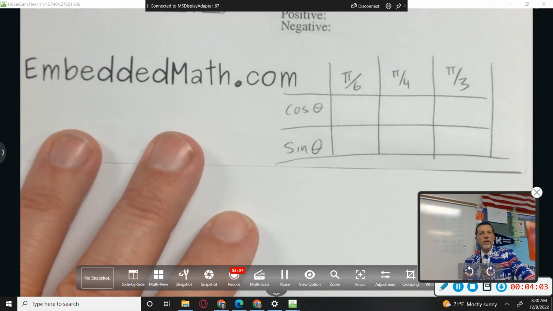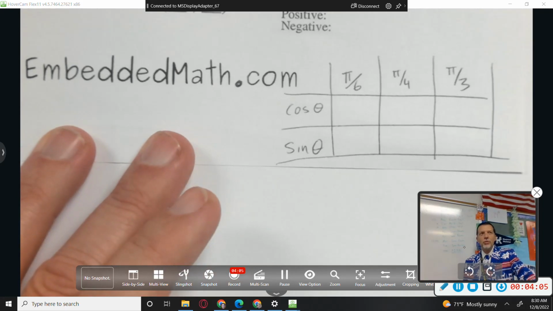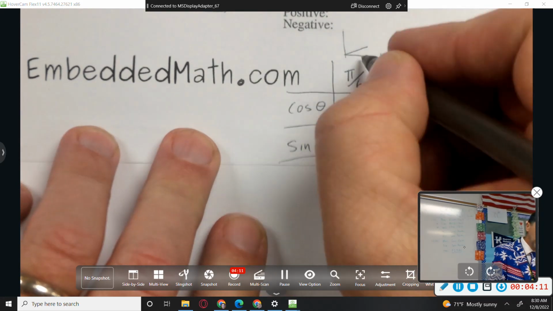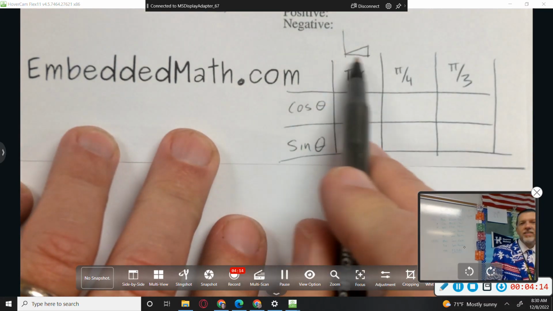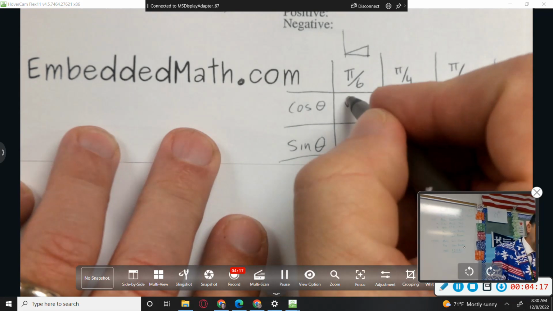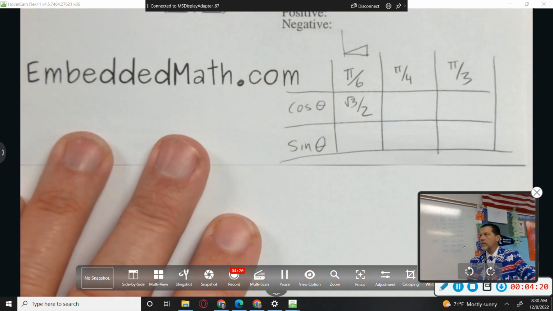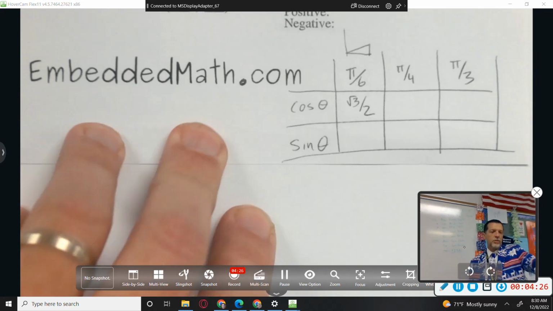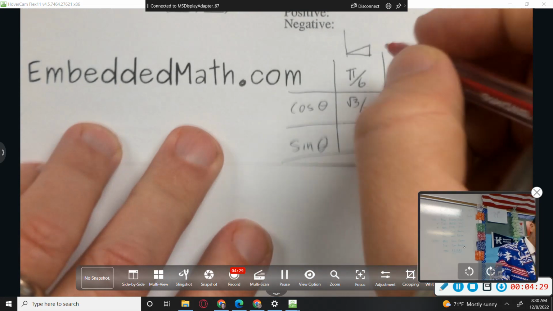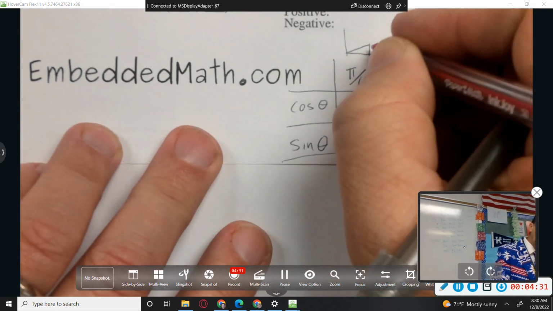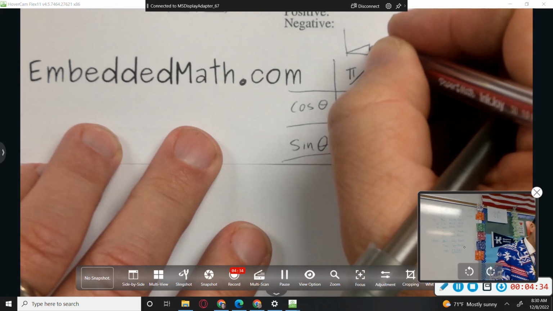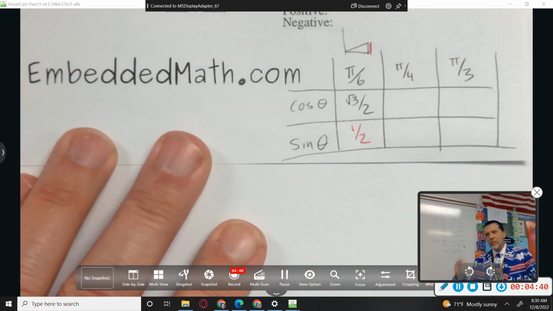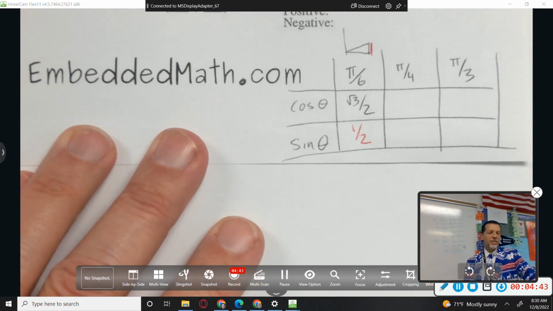Let's see, cosine of pi over 6. And again, even to fill out this table, I'm using my method where pi over 6 is the shallow angle. Cosine is the x side. That's the long side. So cosine of pi over 6 is root 3 over 2. That's how I think it, but other people are just going to memorize that the cosine of pi over 6 is root 3 over 2. Sine of pi over 6, that would be the y side. So that's a short side, so that's 1/2. Again, that's me thinking through it. Other people are just going to memorize that the sine of pi over 6 is 1/2.